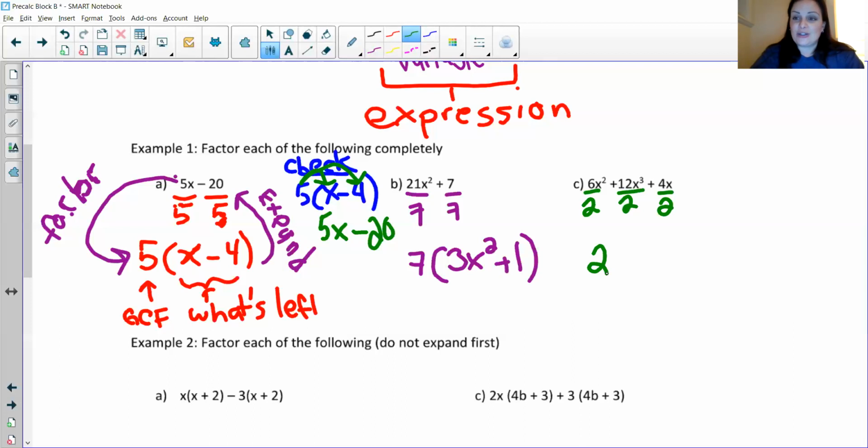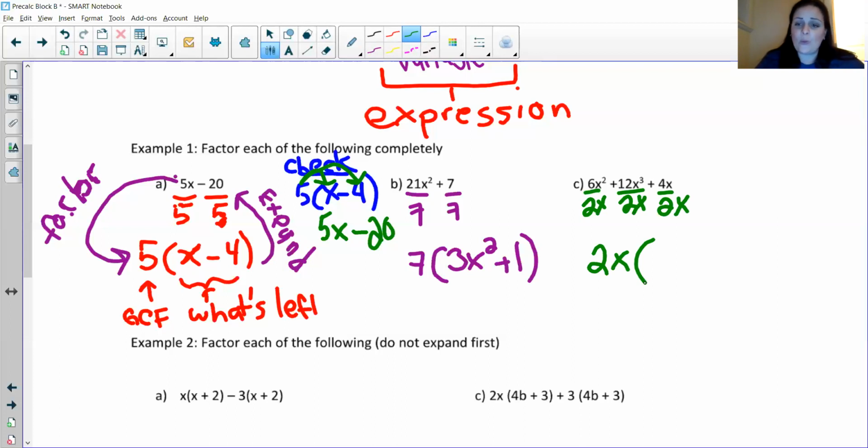So the next thing I'm going to do is, now that I've done the numbers, I'm going to look at the variables. What's the greatest number of x's that can divide into every single one of these terms? And the answer is only 1, because although there's 2 x's here and 3 x's here, there's only 1 x in that third term. So the most amount of x's that can divide into all 3 terms is just 1 x. Okay, so the greatest common factor for this expression is 2x.